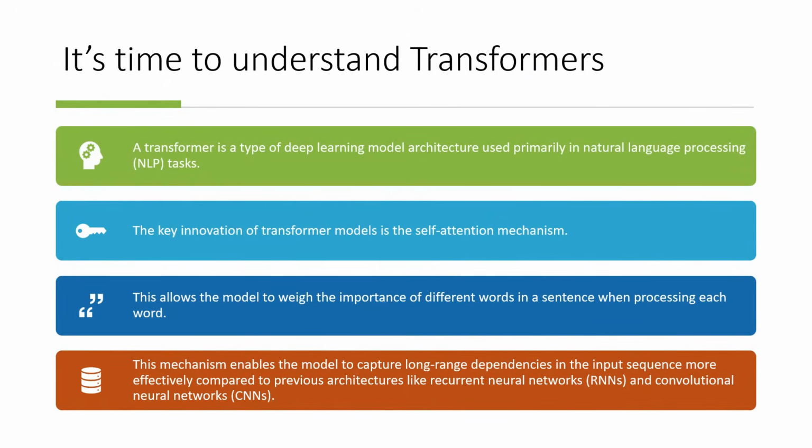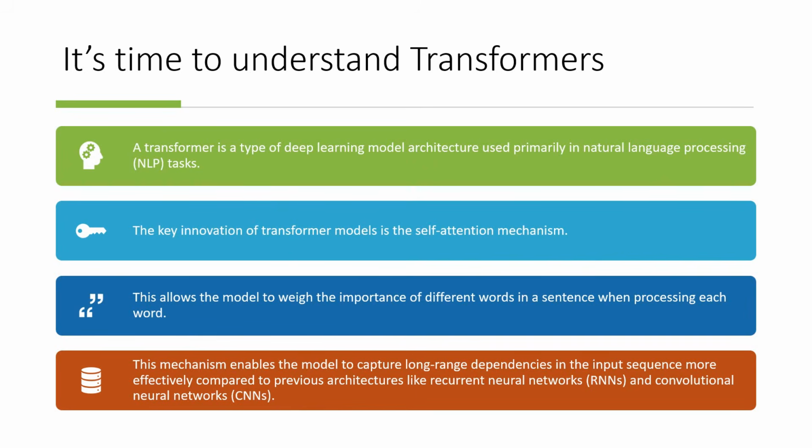Before we go in depth into BERT or GPT, it is very important for us to understand what a transformer is. A transformer is the key element here, and it is going to be the fundamental thing for whatever we are going to learn. A transformer is a type of deep learning model architecture used primarily in NLP tasks and applications. The key innovation of transformer models is a feature called the self-attention mechanism. The self-attention mechanism allows the model to weigh the importance of different words in the sentence when processing each word.